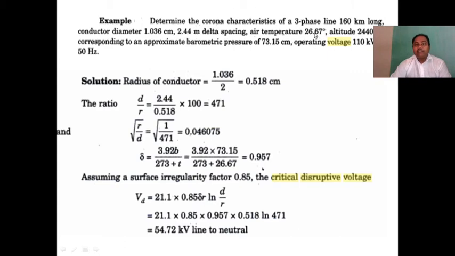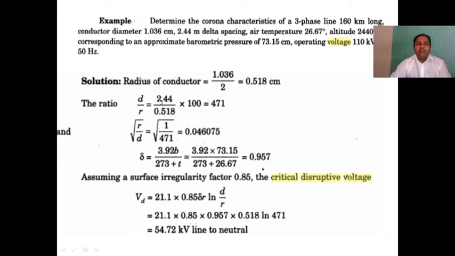The air temperature T is given as 26.67, and also the barometric pressure, 73.15 centimeter, to find the air density factor delta. What is the formula for air density factor delta? Delta is equal to 3.92 B by 273 plus T. So one by one we discuss. The radius of conductor is 1.036 by 2, that is equal to 0.518 centimeters. Next one is D by R.